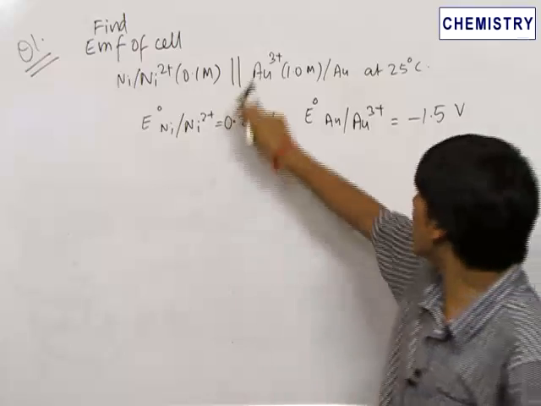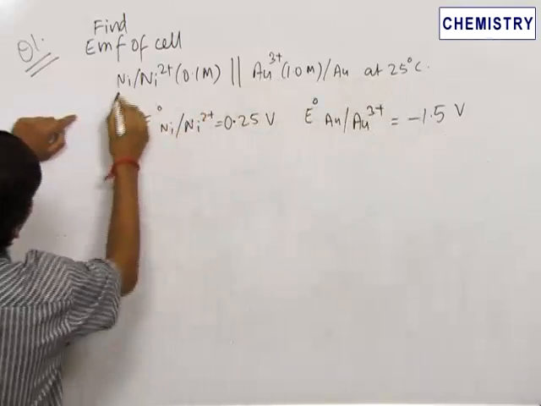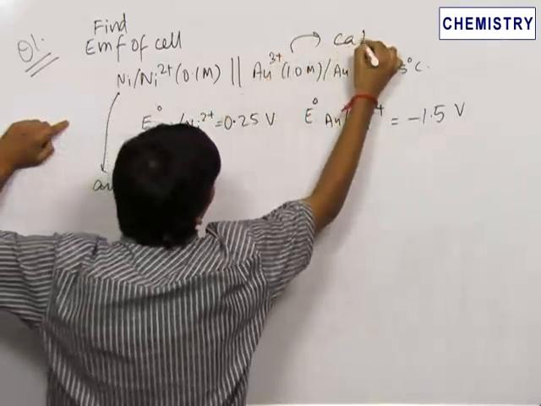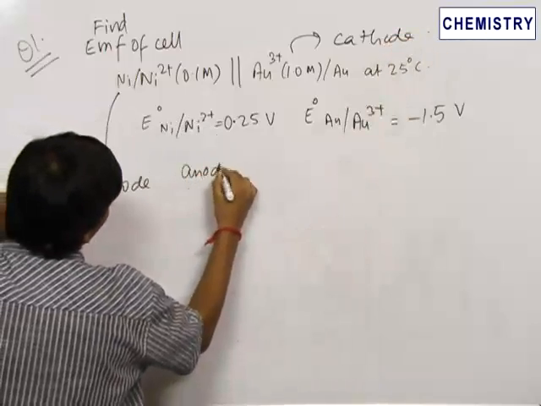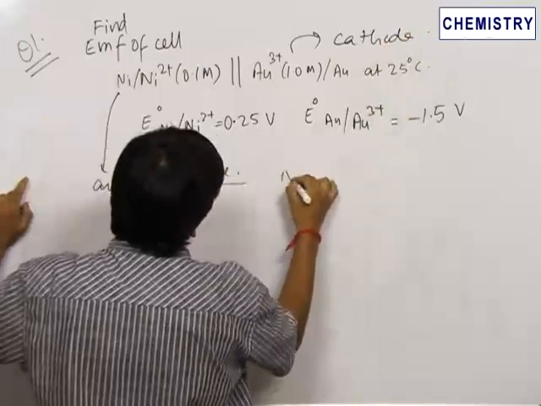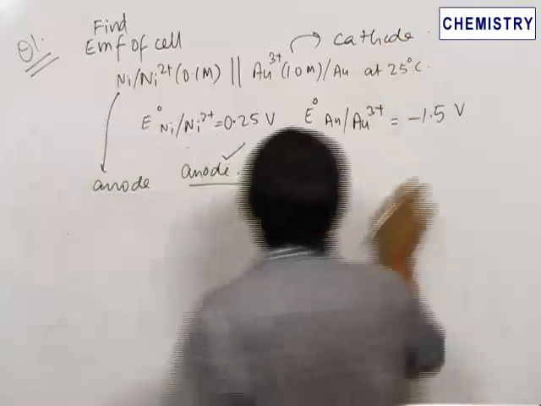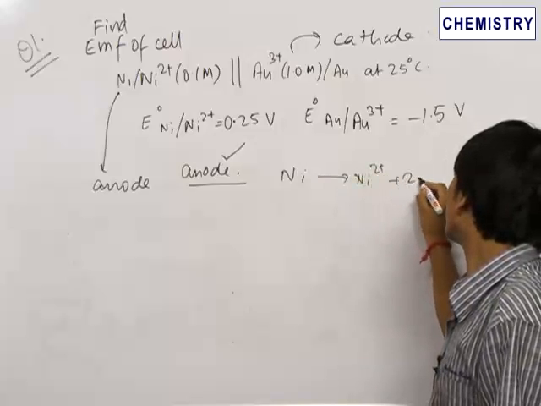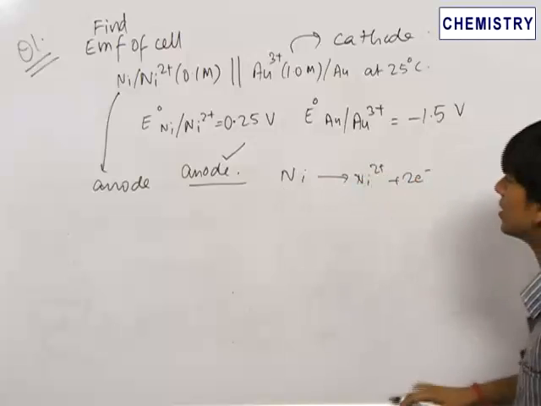We need to find out the EMF of this cell at 25 degrees Celsius. This is the anode in this cell and this is the cathode. So always for these types of questions, first write the equation at the anode. At the anode always oxidation takes place. So Ni goes to Ni2+ plus 2 electrons. In an oxidation reaction, electrons are released from the system.